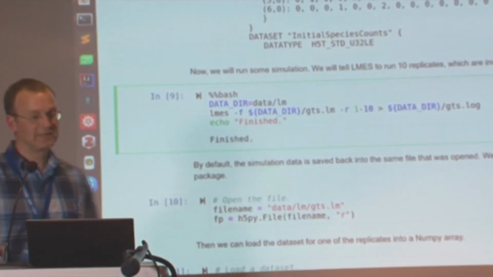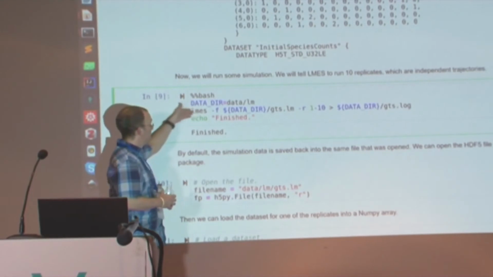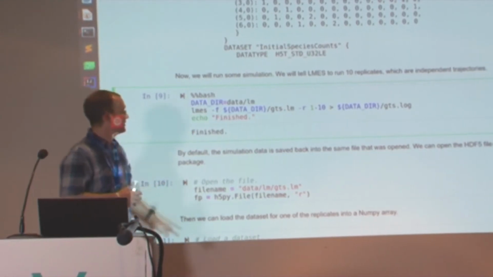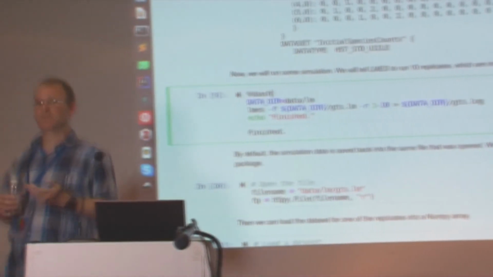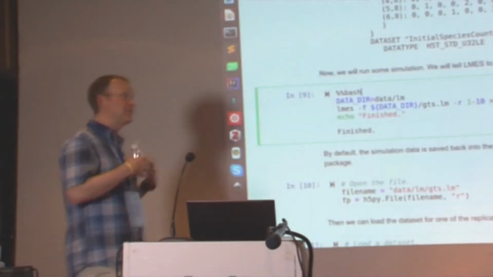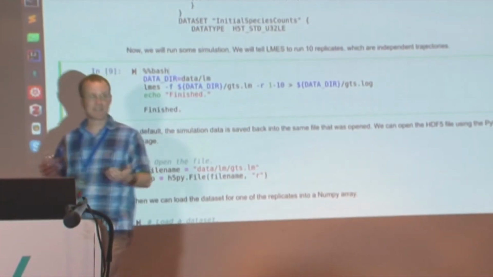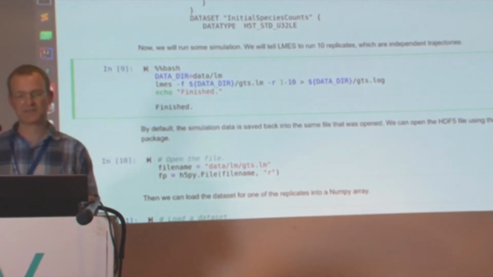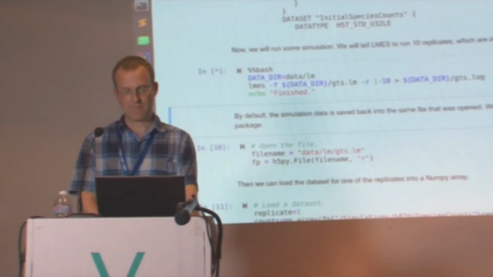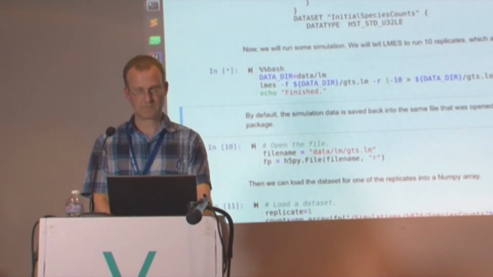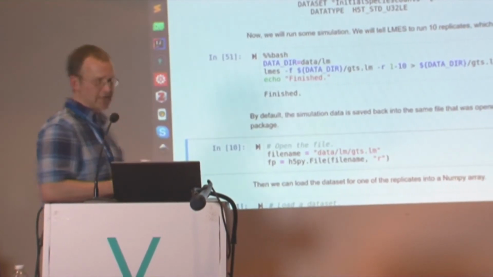And then we can run the simulation by just calling the LMES program, giving it the file name, and we're going to run, say, 10 replicates. Like I showed in the examples for this Monte Carlo sampling, we need to generate many, many trajectories, each of which is an independent realization of what might happen in this system. So here we're going to run 10 trajectories. And you can see it only took a few seconds to run.